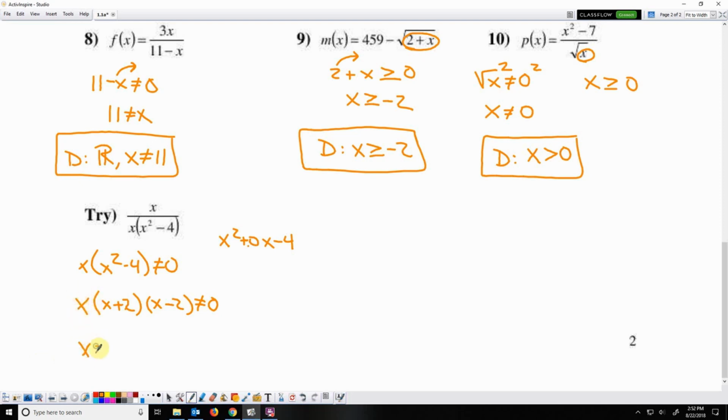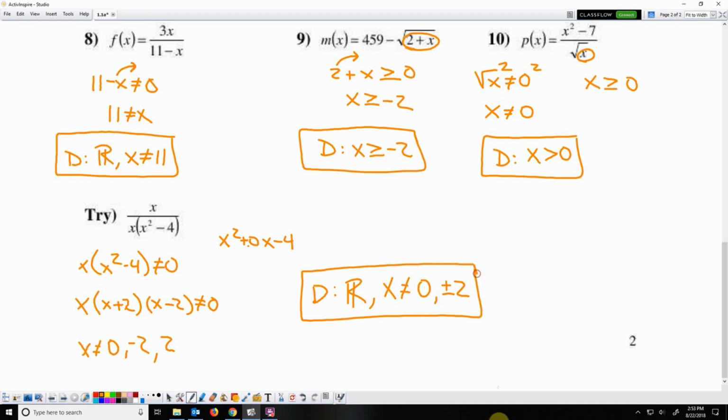So what makes this factor equal 0? If I put in a 0 for x, this factor will be 0. If I put in a negative 2, this factor will equal 0. And if I put in a positive 2, this factor will equal 0. So there are 3 things that x cannot be. So x can be all real numbers. Let me get rid of that and say the domain is all real numbers except x cannot equal 0, and it can't equal 2 or negative 2. And if we want to go shorthand with that, we can do plus or minus 2. So 0, positive 2, and negative 2 are what x cannot be.